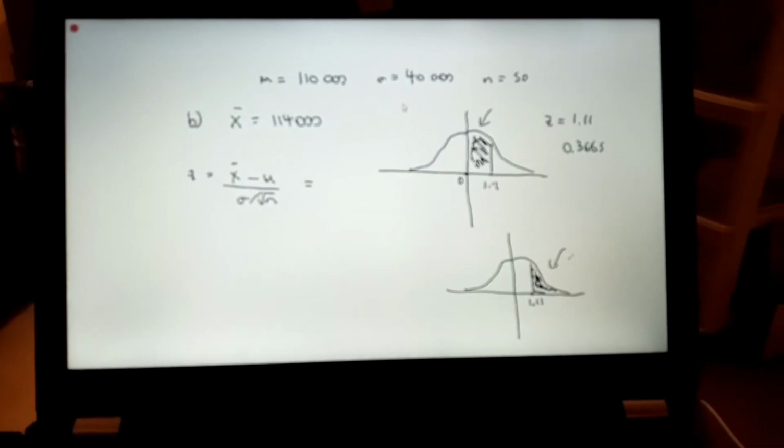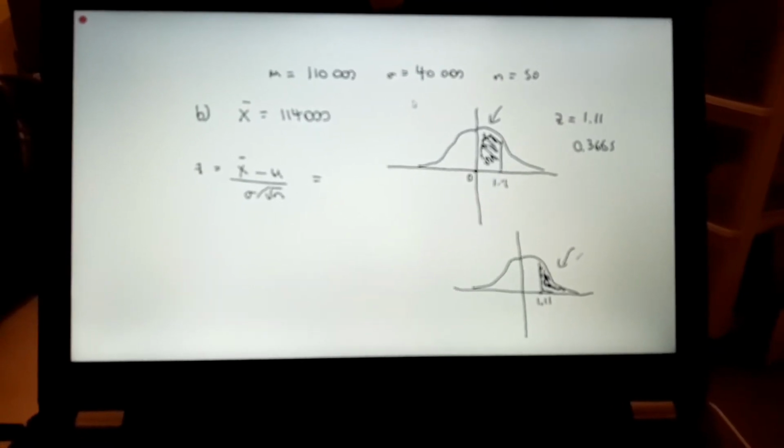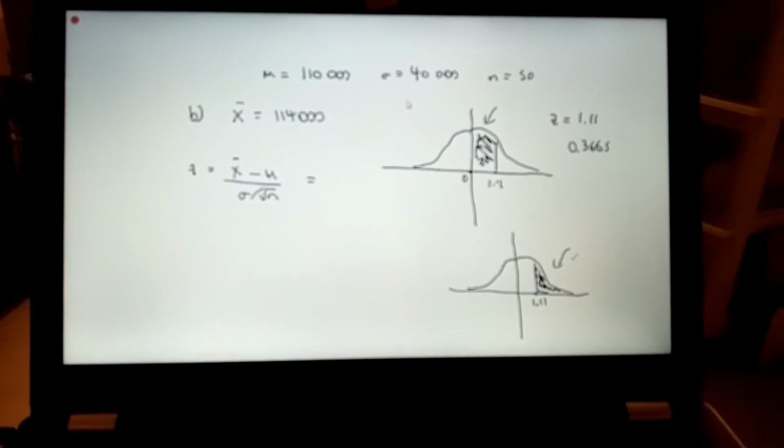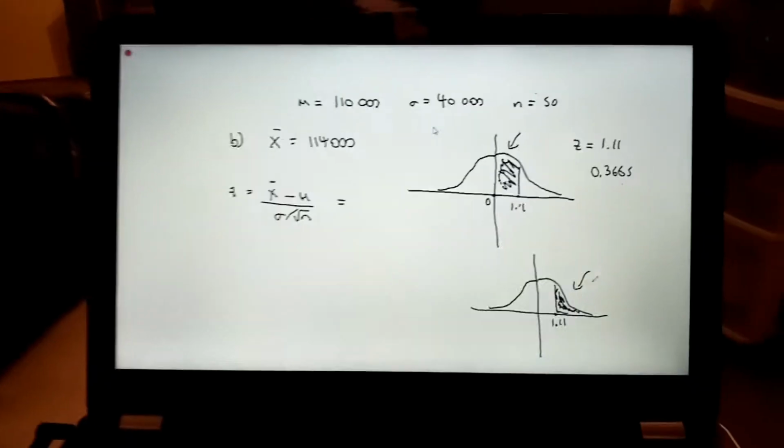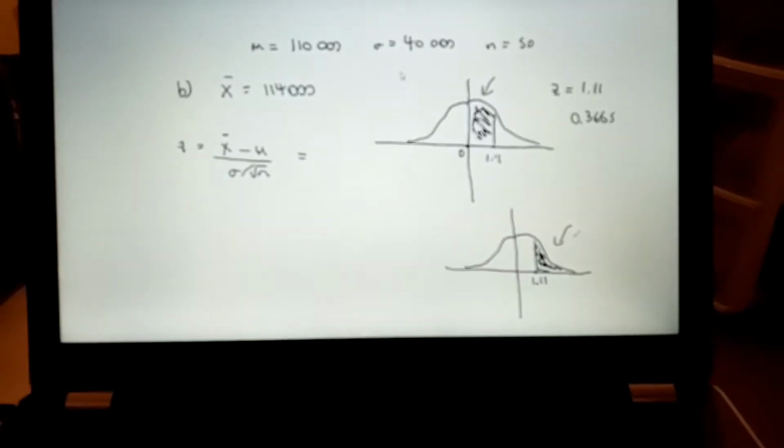How we would figure out this area to the right of 1.11. We do technically have enough information to figure it out. We just have to use some clever tricks. So does anyone have any ideas on how we would deduce that?